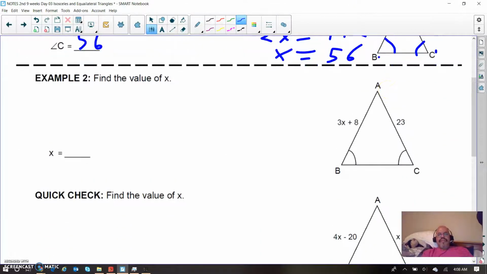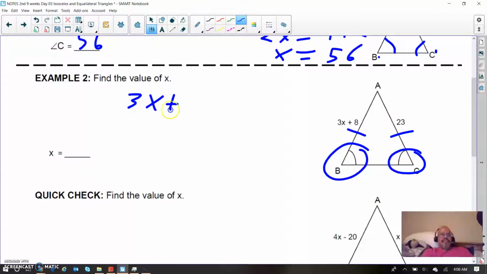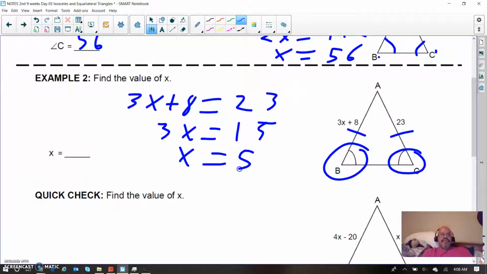Find the missing value. This angle and this angle are congruent. That means that this side and this side are congruent. So this is 3x plus 8 equal to 23. Solve for x. 3x is going to be equal to, we subtract 8 from both sides, so that leaves us with 15. So x is equal to 5.